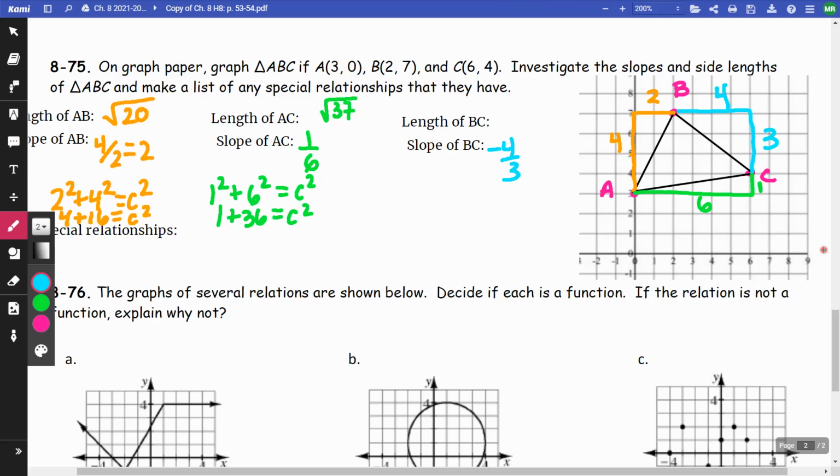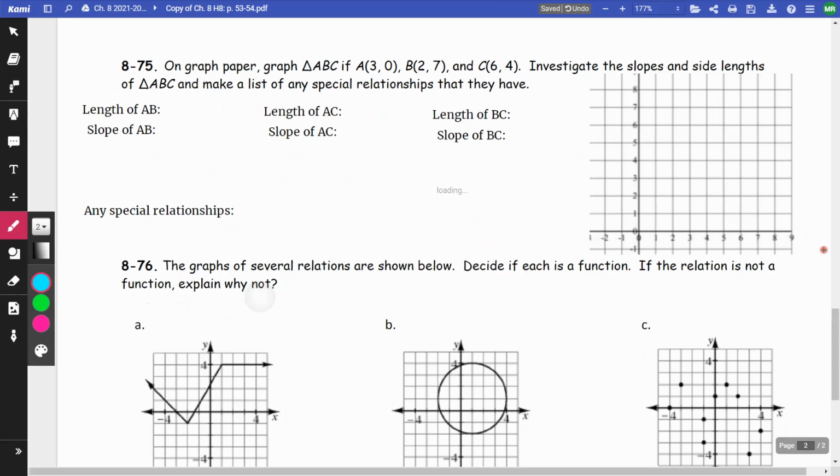Okay. Now let's figure out the length. So I'm going to do 4 squared plus 3 squared equals c squared. 16 plus 9 equals c squared. That's going to be a 25. And when I take the square root of 25, I end up getting 5. And so that is going to be my length.